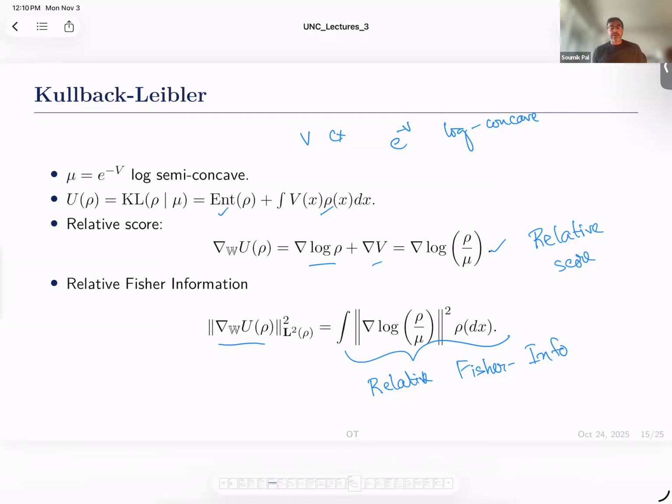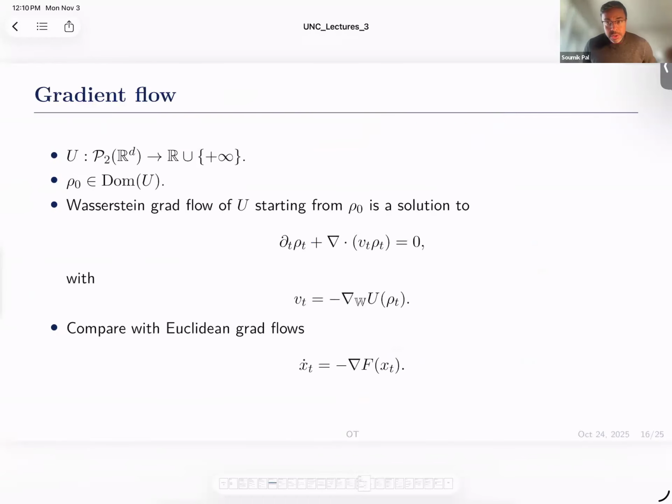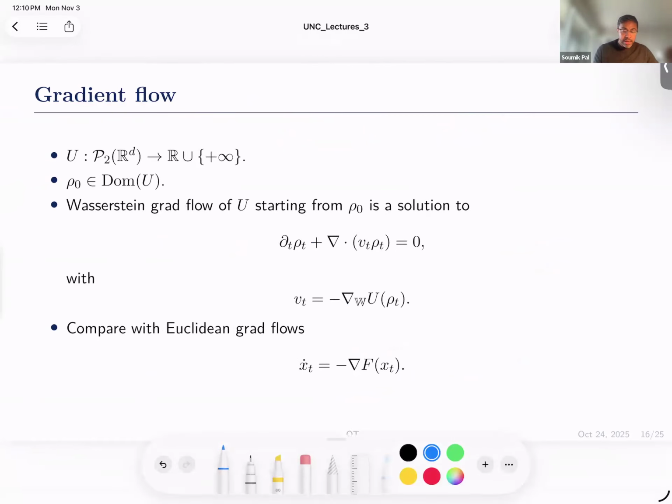But I'm going to bring in my diffusions now. So, gradient flows. Youngman has already defined this, but let me go over it again. I have a function U on the set of all probability measures with finite second moment. I take some element rho naught in the domain, and I'm going to define my Wasserstein gradient flow. So what is a Wasserstein gradient flow? This is an absolutely continuous curve which satisfies the continuity equation. For the continuity equation, the velocity is very special: it is the negative of the Wasserstein gradient of the function U applied to rho t. A very special formula.